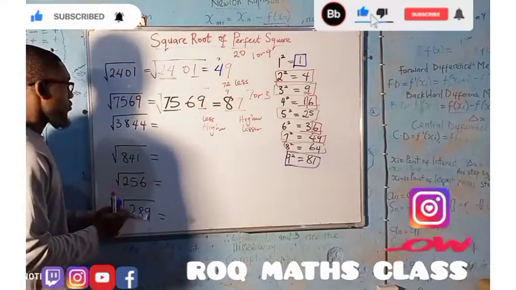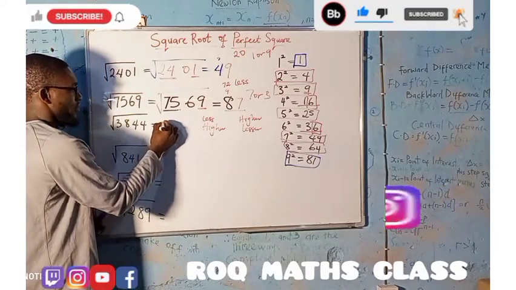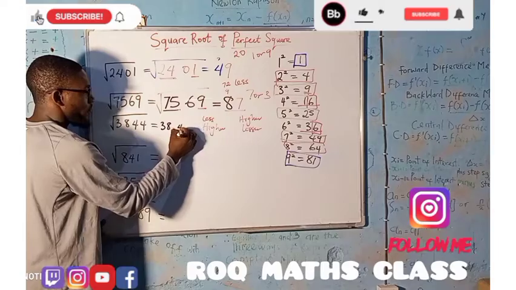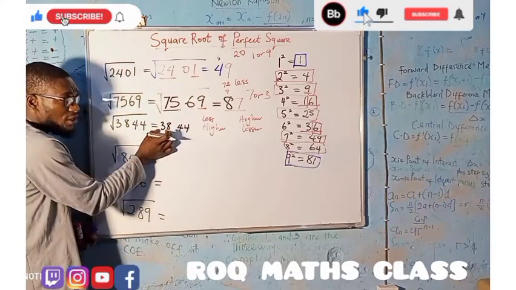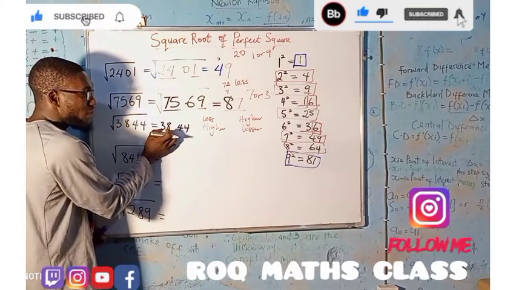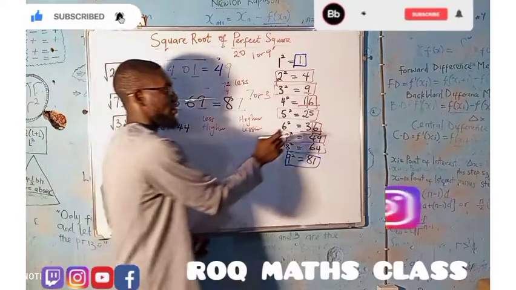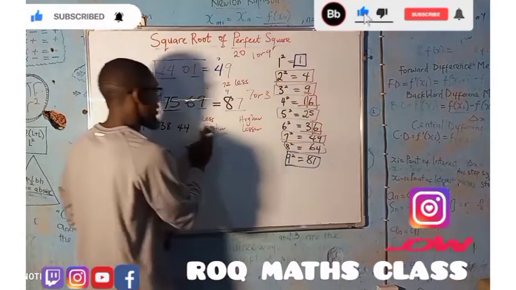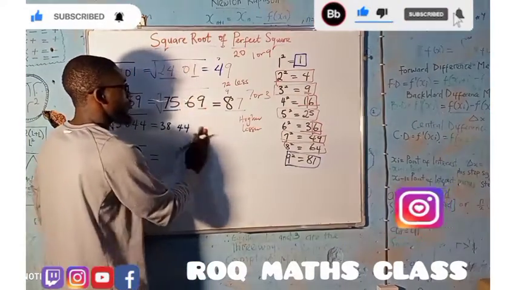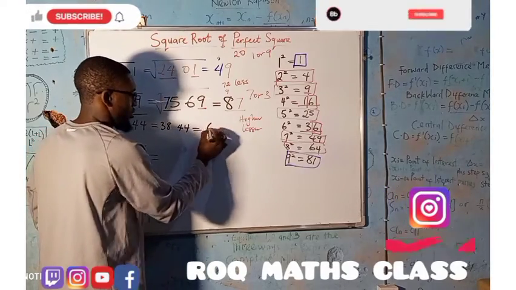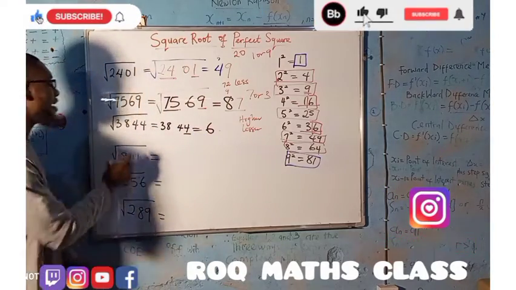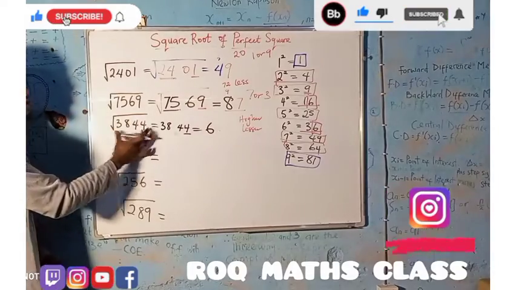87. Then I have 3844. Which perfect square is close to this 38? I have 6. So my first answer is going to be 6. But what ends this digit? What's the square root of 4? The number is 4.